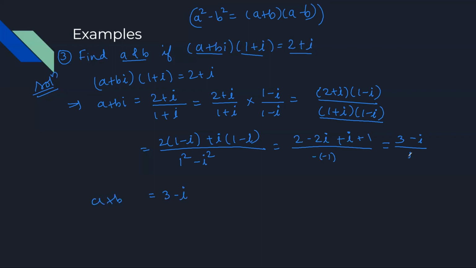a plus bi is equal to 3 minus i. So if we compare this, we get a equal to 3 and b equal to minus 1. I hope this example is clear to you.